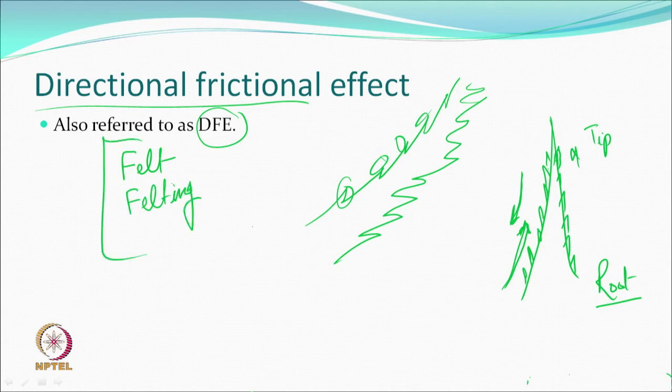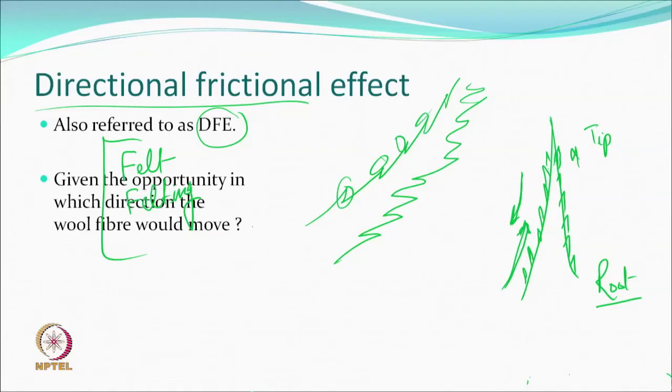Can this phenomenon happen in any other fiber? Cotton, viscose, polyester? Should not. So this felting, which happens because of the directional frictional effect, is specific to wool. So we have answered this question, have we? That given an opportunity, in which direction the fibers will move. Yes, we have.